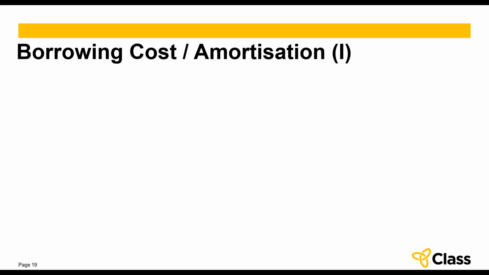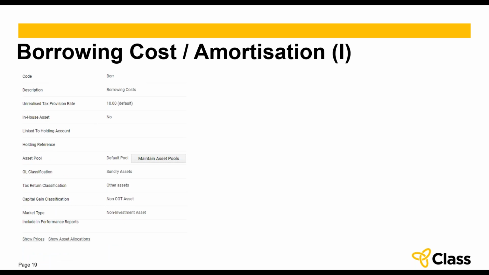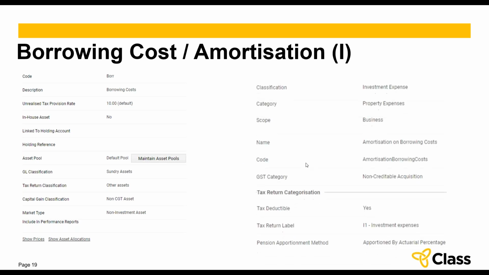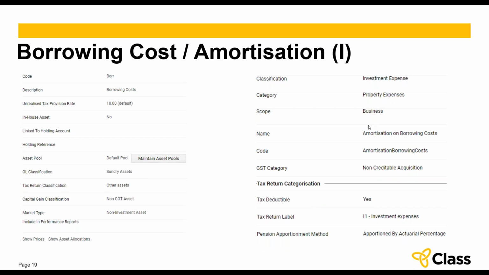Borrowing costs. So there's two ways to account for them. The first one is you set up borrowing costs as a custom holding account. The reason is you usually will get a tax benefit or tax deduction. So for that, you create it as an asset. It's a sundry asset, non-CGT asset, obviously. And on the flip side, you can create investment expense called amortization on borrowing costs. You can map that into investment expense and a portion by actuarial percentage. Obviously, that's deductible.